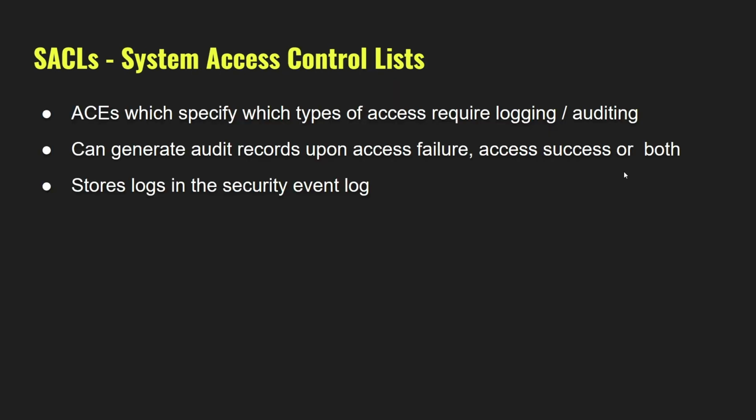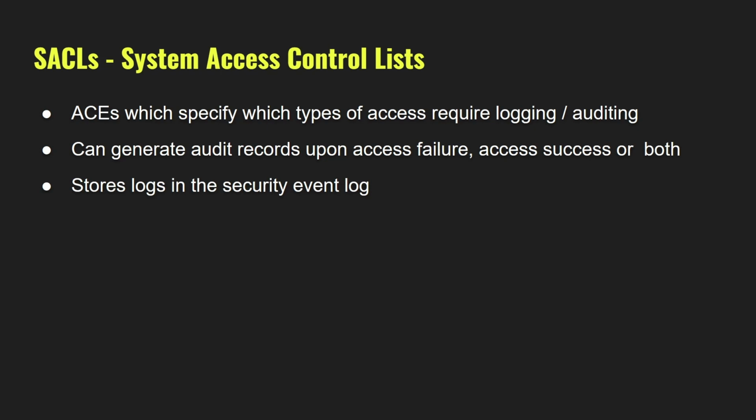So further to that, as I mentioned before as well, ACLs are also used to audit, and this is where the system access control list comes in. This contains ACEs which specify which types of access will require logging and auditing. So basically all that means is if an ACE is present in this, it'll basically say something like, upon access, log that this file has been accessed in the security log, things like that. It can also specify where it's going to show up, I believe, as well.